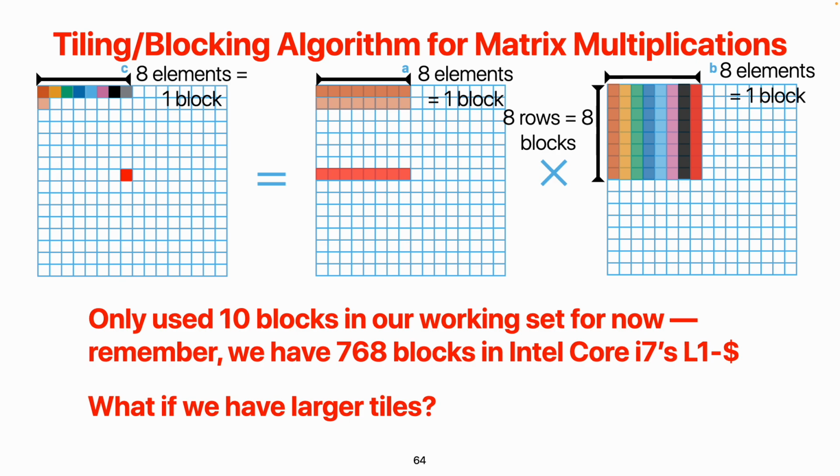Well, in this example, if I have a tile that's only 8 by 8, I'm only going to use like 10 blocks, which makes my working set really small, right? However, for the Intel cache, it's like 48 kilobytes of cache. We can accommodate 768 blocks, right? So if I just use 8 blocks, that utilization is pretty low. Don't you agree with that? That utilization is really low.